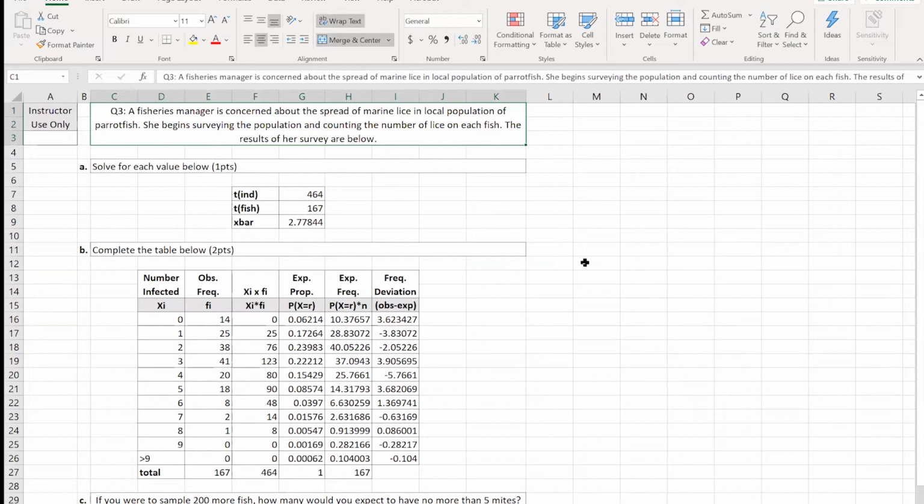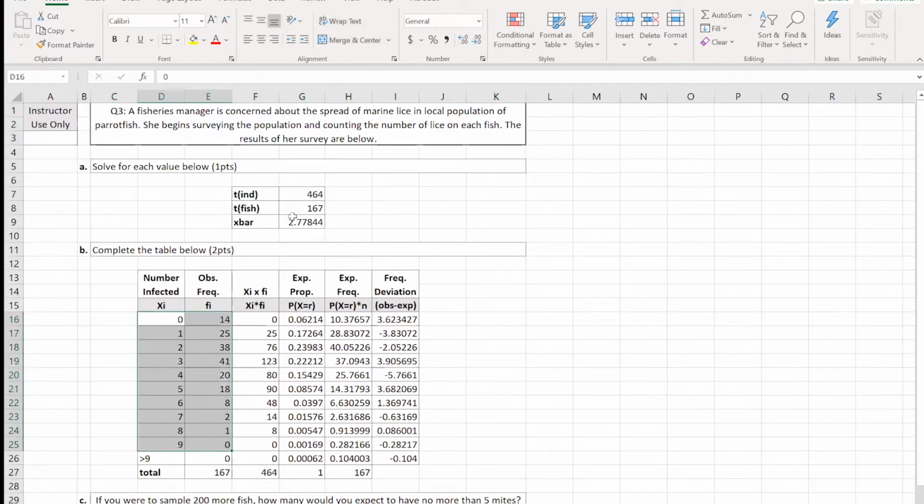For Poisson, the question is, a fisheries manager is concerned about the spread of marine lice in a local population of parrotfish. She begins surveying the population and counting the number of lice on each fish. The results of her survey are below in this table. But first, I wanted you to fill out these values.